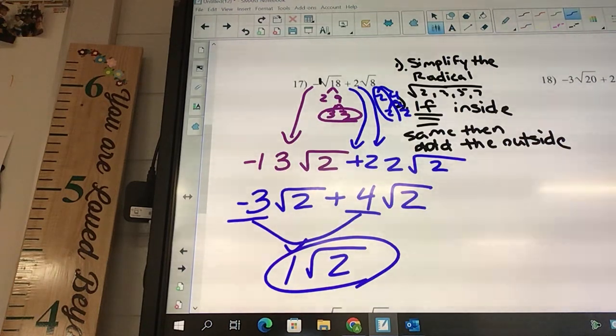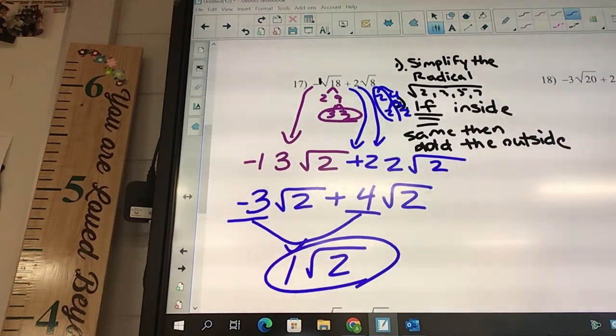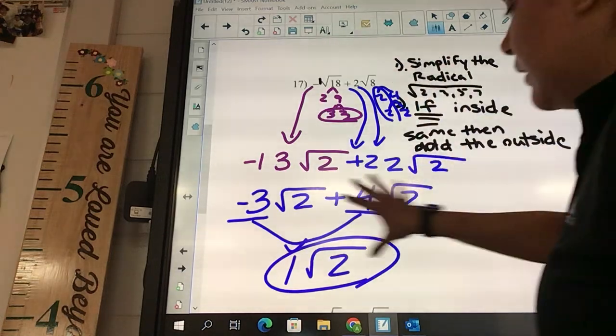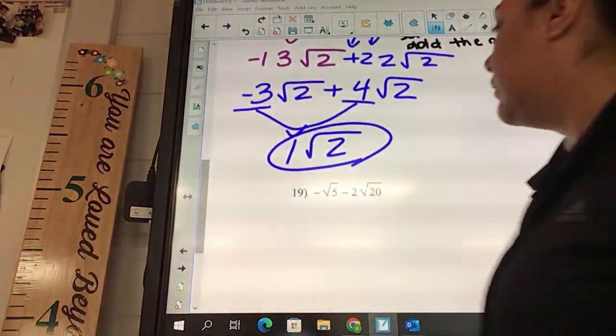Okay, so realistically, it's just like simplifying radicals the way you normally would. Once you get them the same, then you can add them or subtract them. Okay, but other than that, you're just going through the steps and reducing that radical. Okay, it looks crazy, but that's the gist of it.